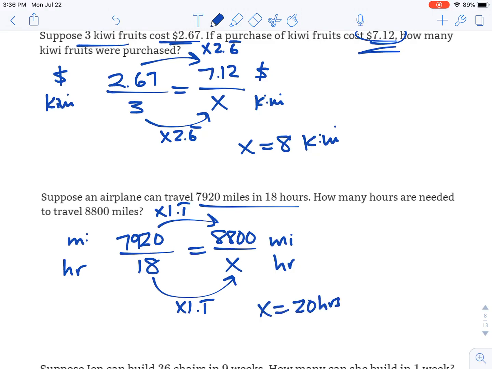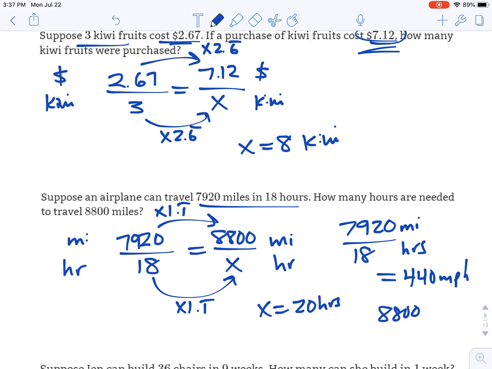Now, of course, you could find the unit rate first. You could find the number of miles the airplane goes in 1 hour by dividing the miles by the hours. That would, of course, give you the number of miles per hour, and that would be 440 miles per hour. Then you could divide the 8,800 by that, and you would get the number of hours. Either way you do it, you get 20.